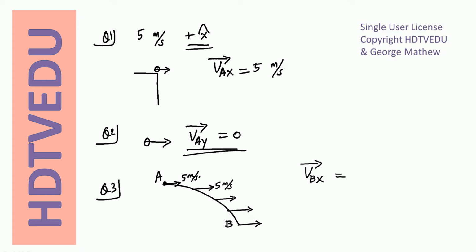What is the horizontal component of the velocity vector at point B? It is 5 meters per second along positive x. Question number 4 is, what is the vertical component of the velocity vector at point B? So you say total mechanical energy at A equals total mechanical energy at B. Total mechanical energy at A is kinetic energy at A plus potential energy at A. Total mechanical energy at B is kinetic energy at B plus potential energy at B.